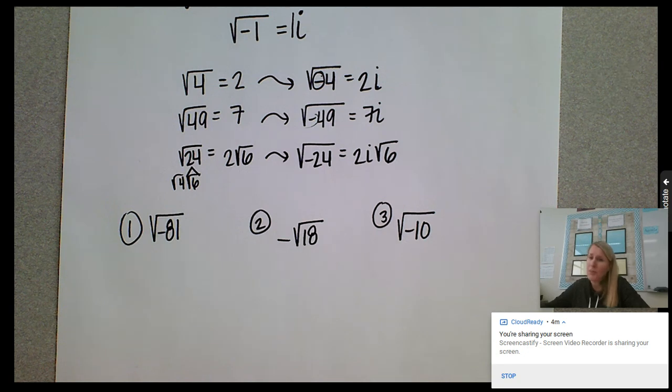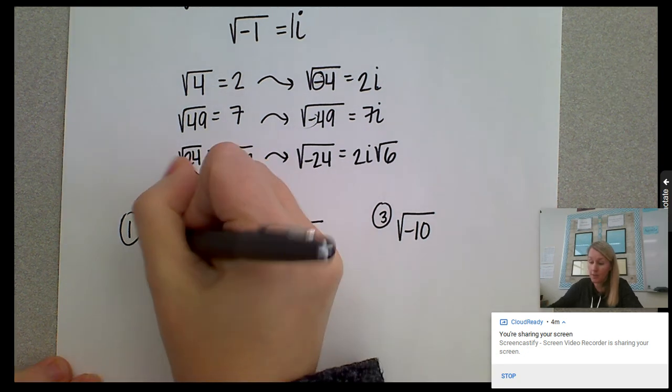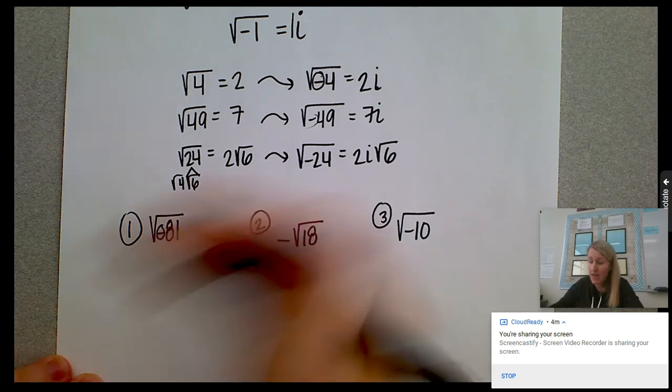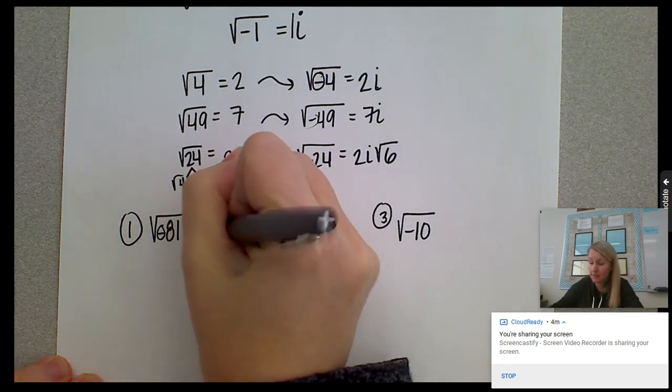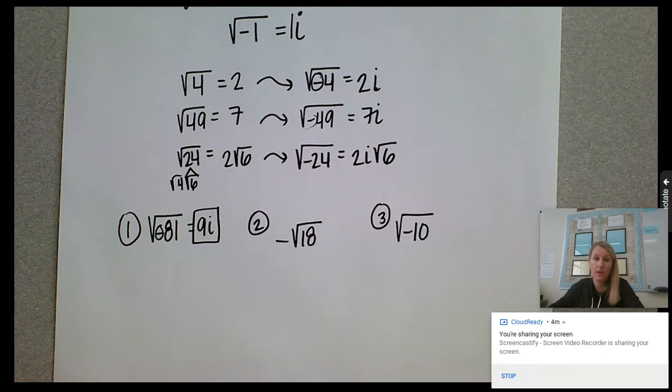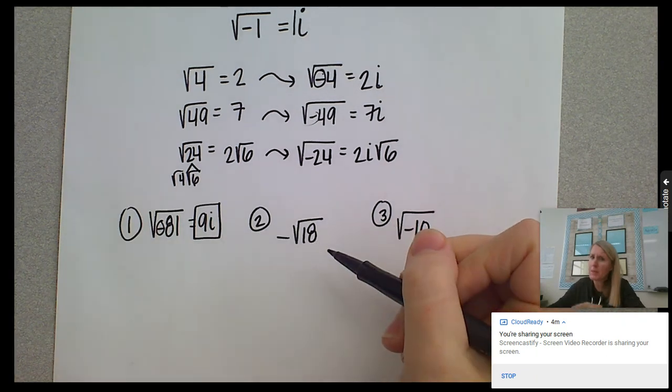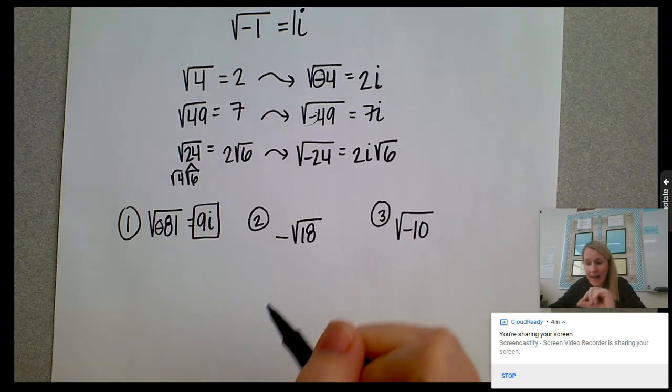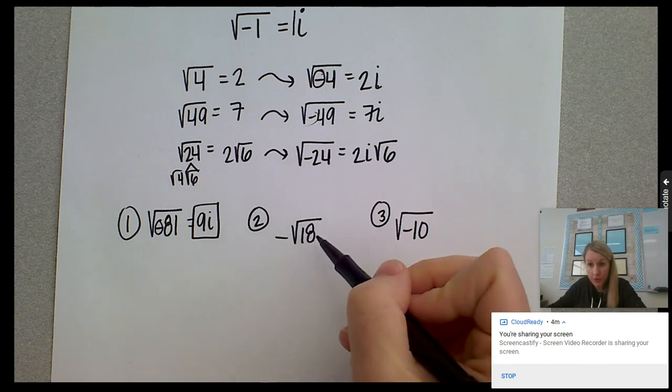So the square root of -81 shouldn't be bad. You're thinking, oh, there's going to be an i, and I know the square root of 81 is 9, so the answer to this is 9i. I threw this one in just to see if you're paying attention. You only put an i if the negative is under the square root.